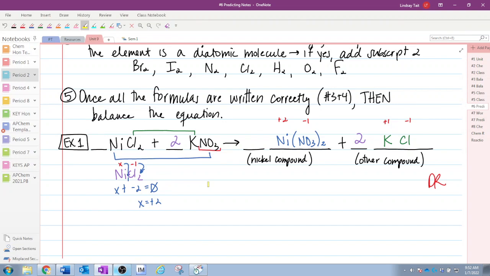So that is predicting products, writing formulas, and then balancing, classifying. Question? On our test, when we're balancing, do we type into the clicker the numbers or is it A, B, C, D? You're going to type in numbers into the clicker on your test. Okay.